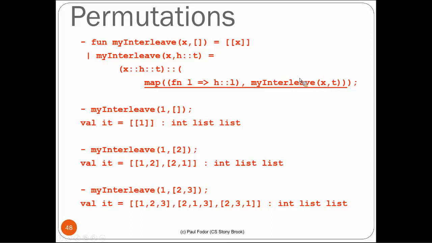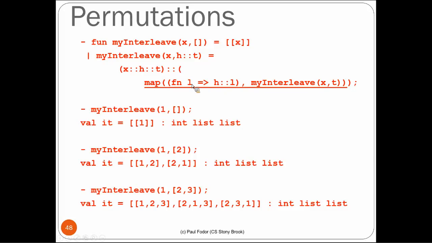The first interleaving that we will have will be x followed by the list t. That will be one interleaving that misses h. So for every list that we are getting in, basically my interleave returns a list of lists. For every element in that list, which are all the possible interleavings of x and t, it adds h at the beginning.